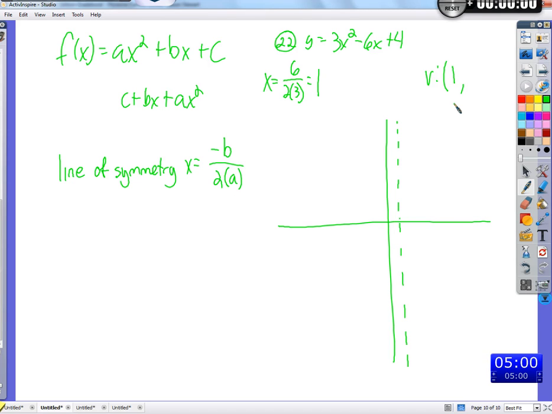Well, if we know the x, can we find the y? If we know the x, how do we find the y? Just insert x. Insert in for x and do the math, and there you go, right? So, in this case, we're going to go 3 times 1 squared minus 6 times 1 plus 4. That's 3, minus 6, that's negative 3, plus 4 is 1. So 1, 1 is where the vertex is.